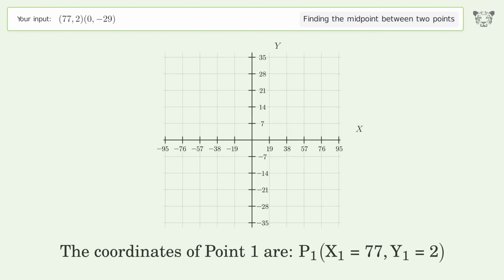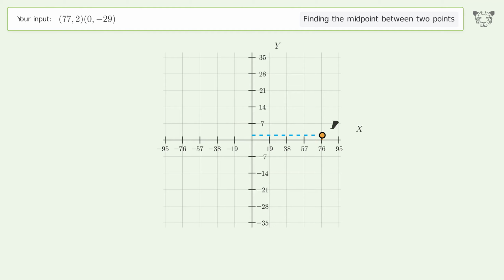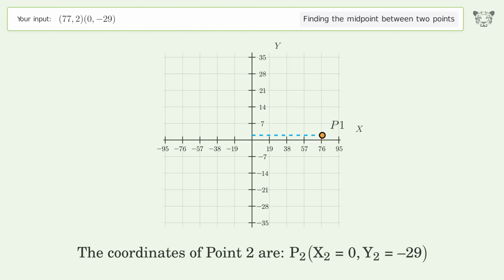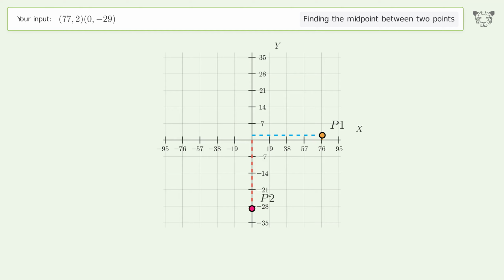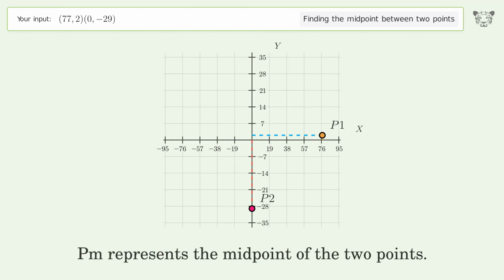The coordinates of point 1 are x1 equals 77, y1 equals 2. The coordinates of point 2 are x2 equals 0, y2 equals negative 29. PM represents the midpoint of the 2 points.